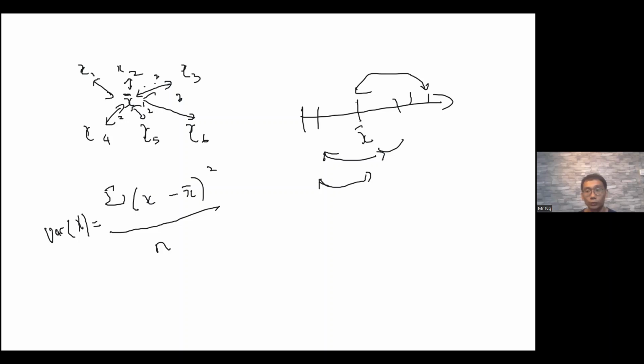After that, some mathematicians go and expand this square. And what they found out is that after they expand this, this is equal to this eventually.